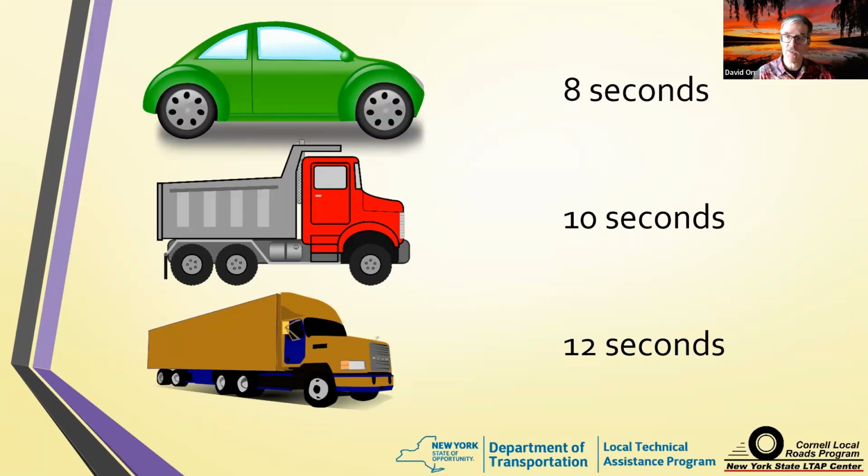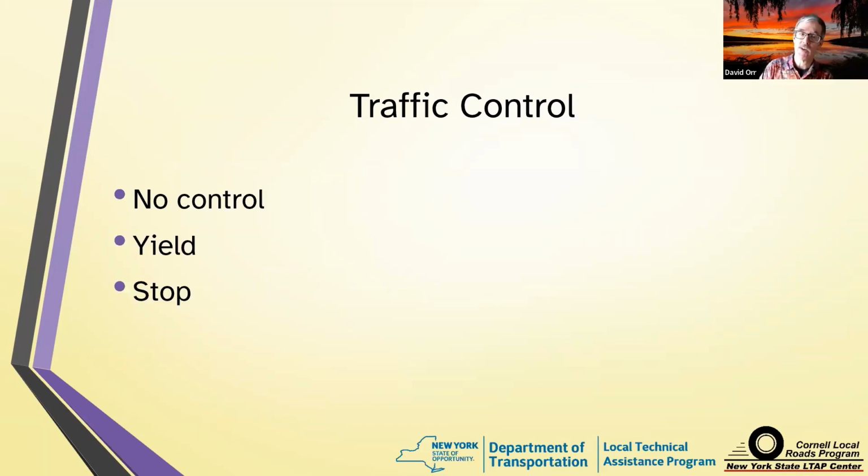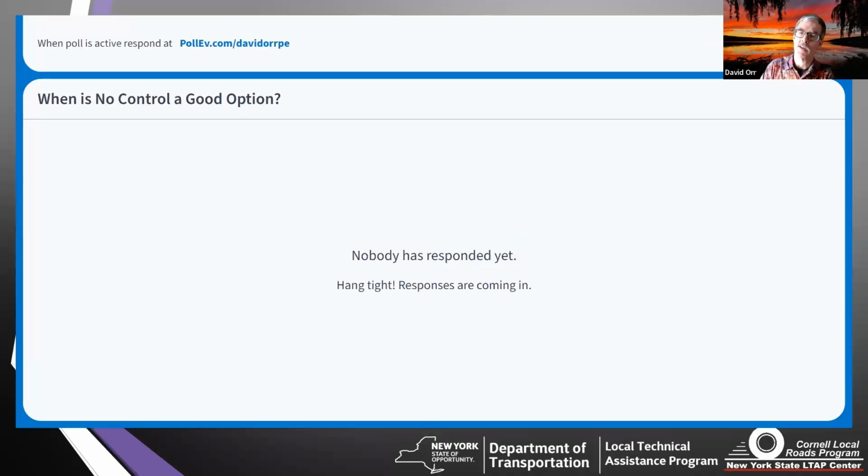Okay, so let's look at the traffic control. You could have no control. You could have a yield sign. You could put up a stop sign. You could put up a traffic signal. And of course, we could also talk a little bit about other intersections like roundabouts and stuff like that. But let's look primarily at the standard intersection. We're going to assume no control up to the traffic signal. So when would no control be a good option? When would you put up no control on an intersection?